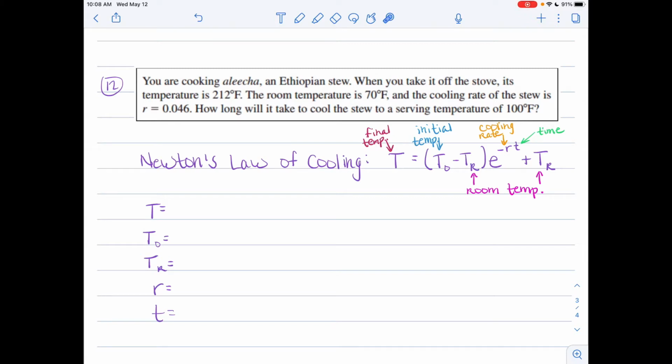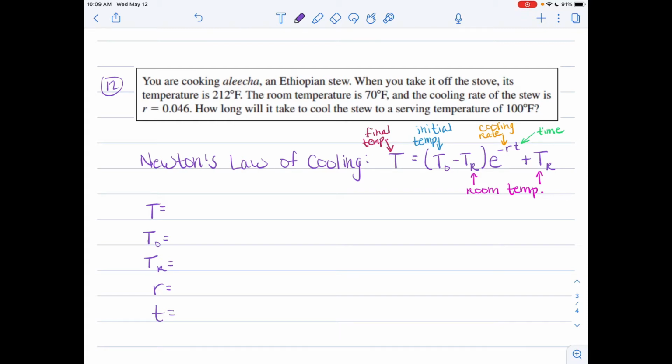Let's look at our actual problem and go ahead and fill in all of our variables as we go along. So we're cooking a leche, which is an Ethiopian stew. And when you take it off the stove, its temperature is 212 degrees Fahrenheit. In other words, it's boiling, right? That's the temperature that water boils at. The temperature of the room is 70 degrees Fahrenheit, and we're given a cooling rate of the stew equal to 0.046. That rate is in degrees Fahrenheit per minute if our time is in minutes.